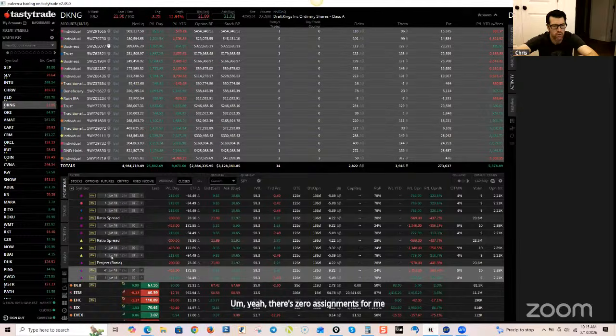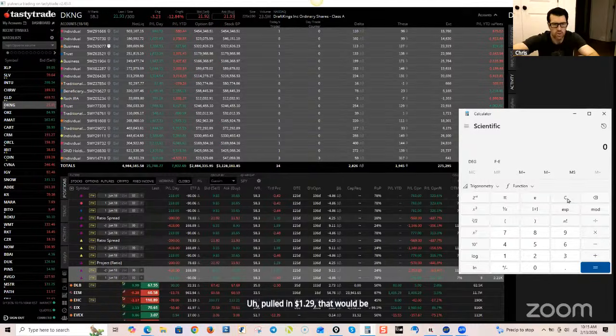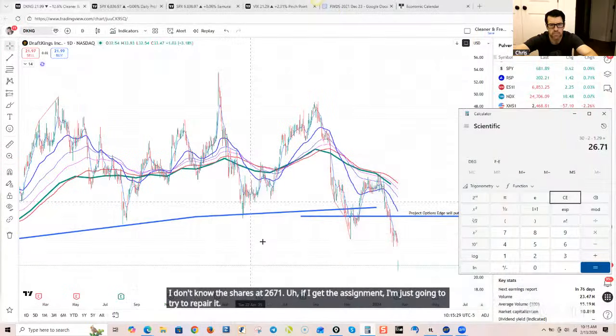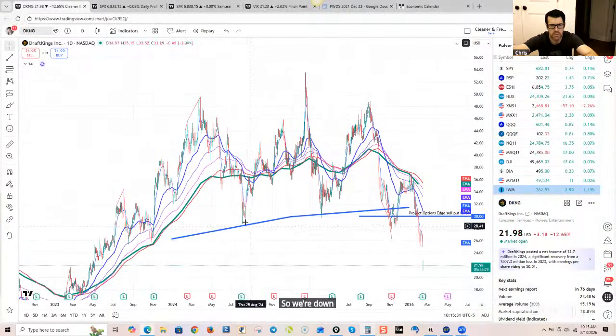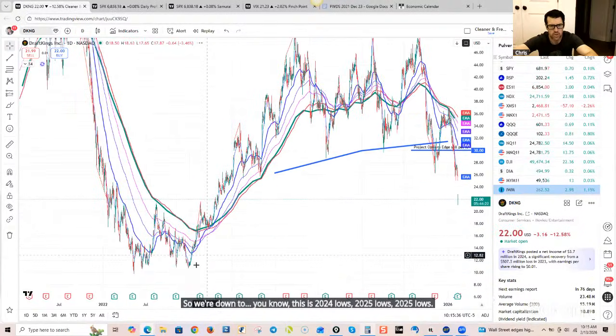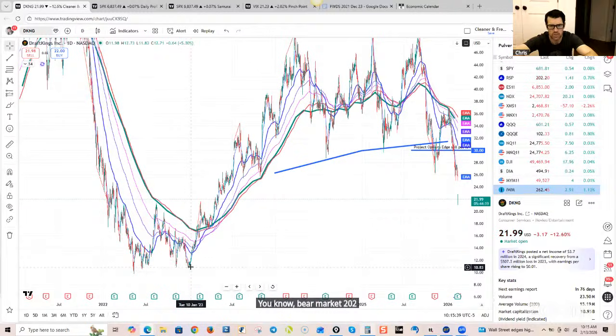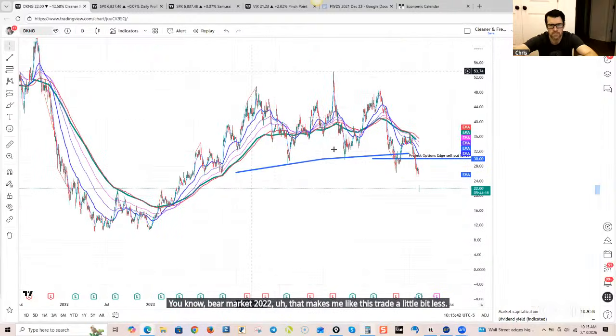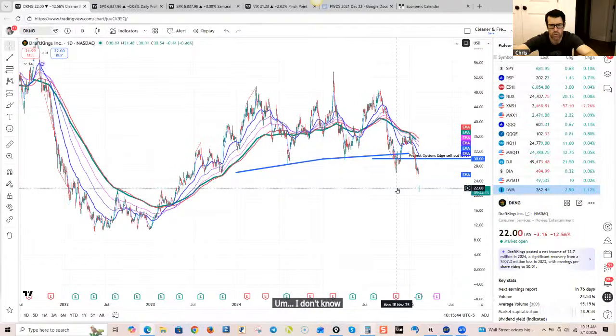So I have a 32 by 30 ratio spread, pulled in $1.29. That would be break even: 30 minus 2 minus $1.29. I own the shares at 26.71. If I get the assignment, I'm just going to try to repair it. We're down to 2024 lows, 2025 lows, bear market 2022 levels. That makes me like this trade a little bit less. I don't know how excited I am to own it if it's going to fall another 50%, but let me check something really quickly.